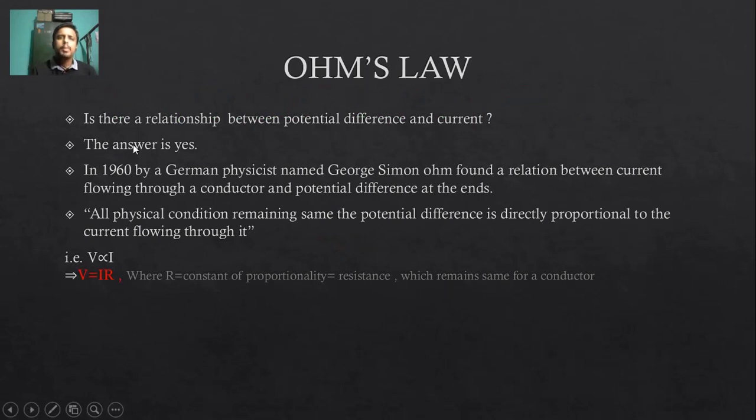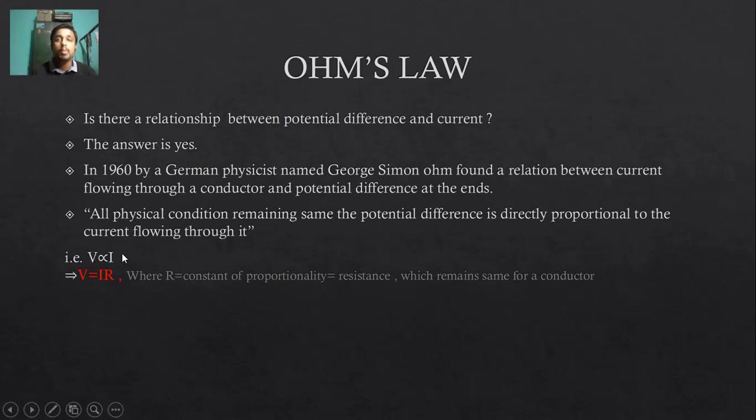Ohm's law. People used to wonder: is there a relationship between potential difference and current? The answer is yes. In 1826, a German physicist named Georg Simon Ohm found a relation between the current flowing through a conductor and the potential difference at its ends. With all physical conditions remaining the same, the potential difference is directly proportional to the current flowing through it.